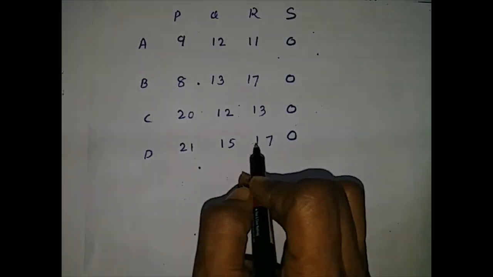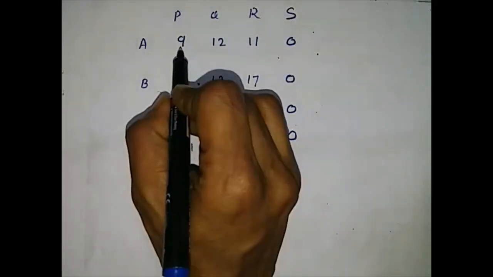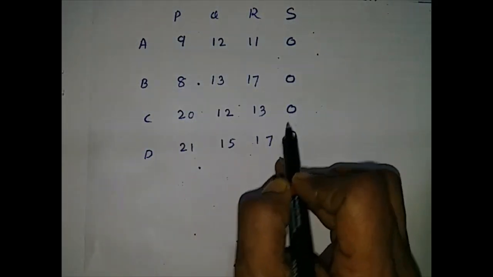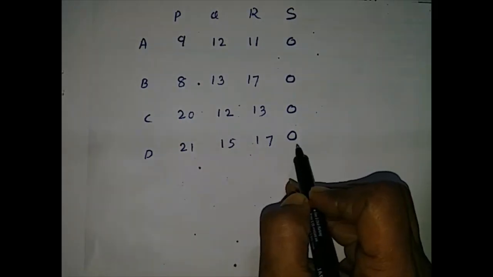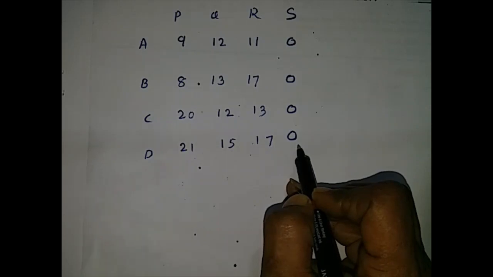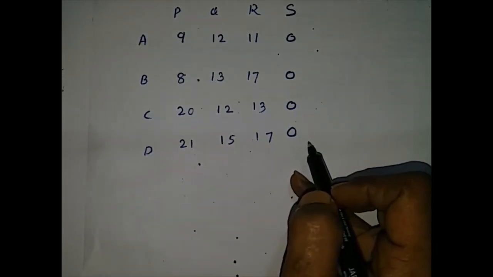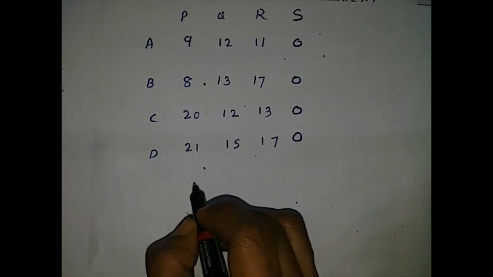First is row wise minimization. First row minimum is 0. Second row minimum is 0. Third row minimum is 0. Fourth row minimum is 0. Every row minimum is 0. So no need of minimization. So in this case, the first step is column wise minimization.